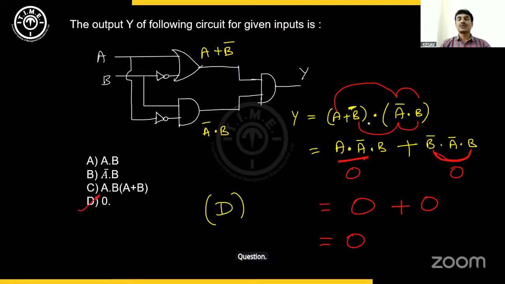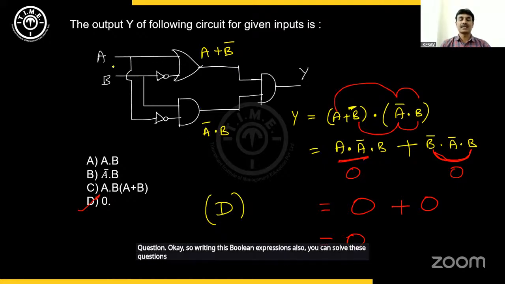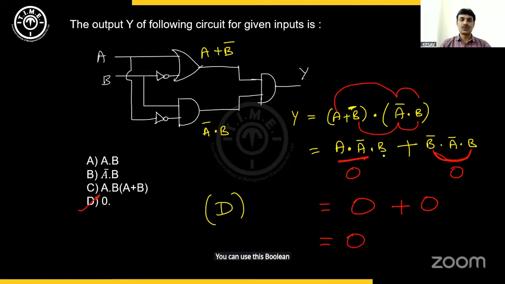Okay. So writing these Boolean expressions also, you can solve these questions instead of using combinations 0, 0, 0, 1, 1, 0, 1, 1 like that. You can use these Boolean expressions also to simplify these networks. Okay, right.